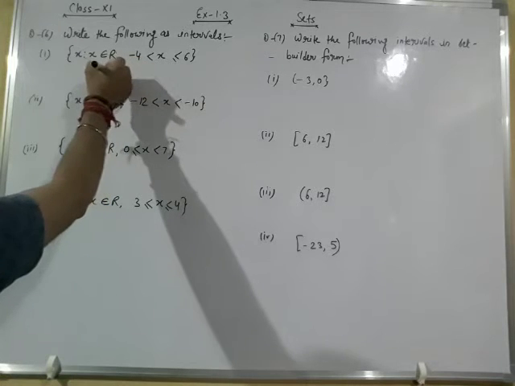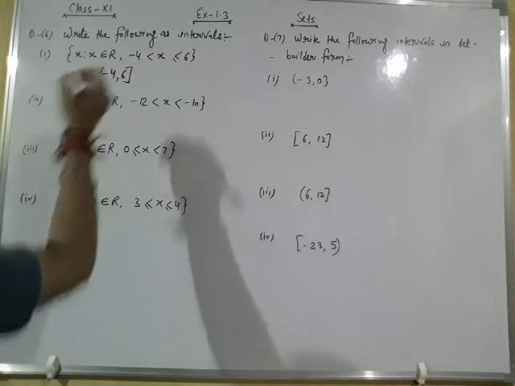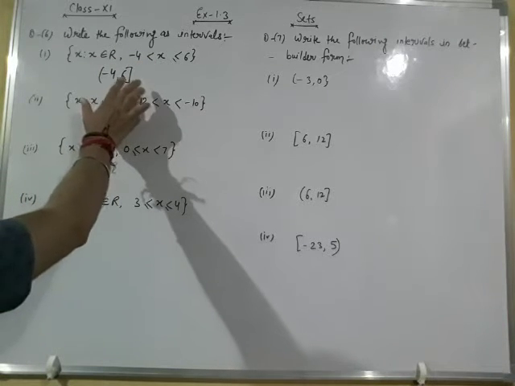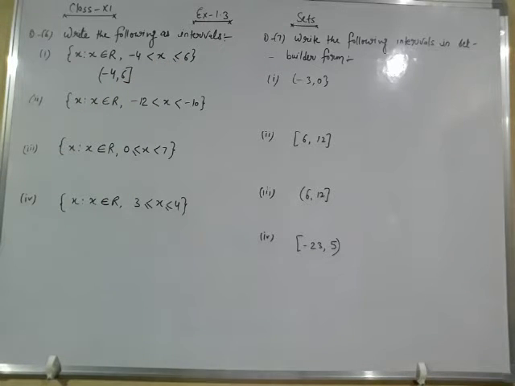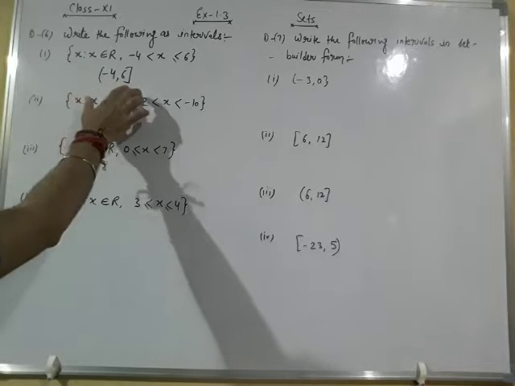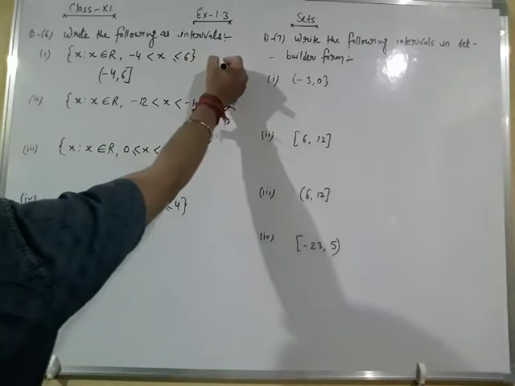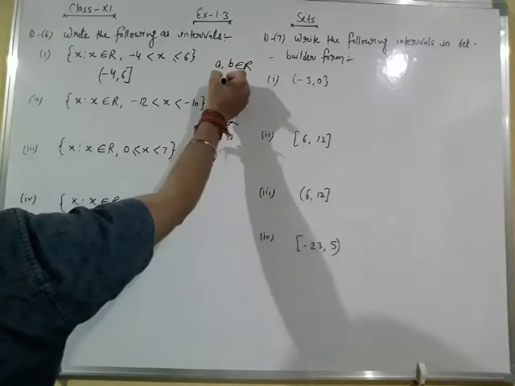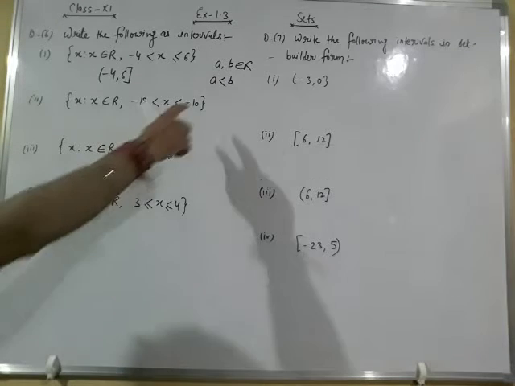So it will be like this: -4 will be open and 6 will be closed, because in a closed interval we include 6, therefore we will write less than or equal to 6, where -4 is less than 6. This is the property of an interval. For example, if we have two real numbers a and b such that a is always less than b, a is your lower limit and b is your upper limit.